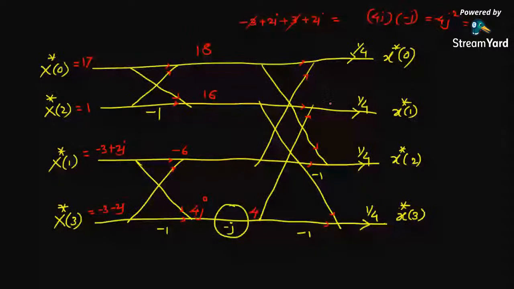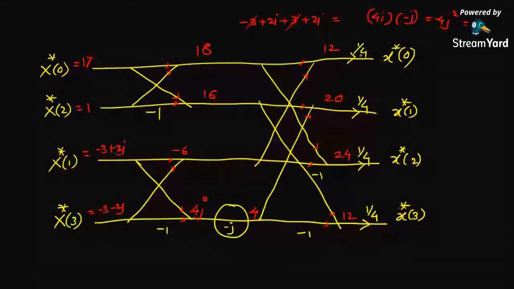Now do the next calculations. 18 minus 6 is 12. Correct? Then it is 4. 16 plus 4, 20. Then this one, 16 plus 6, 24. So it is equal to 24. Then 16 minus 4, so that is 12.